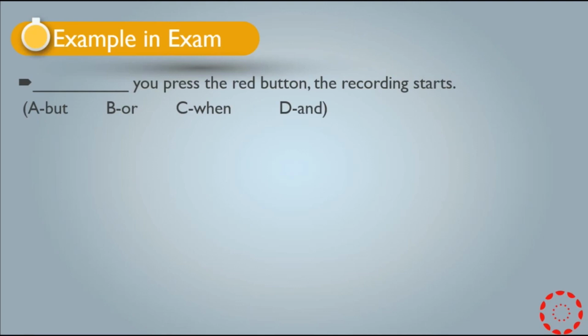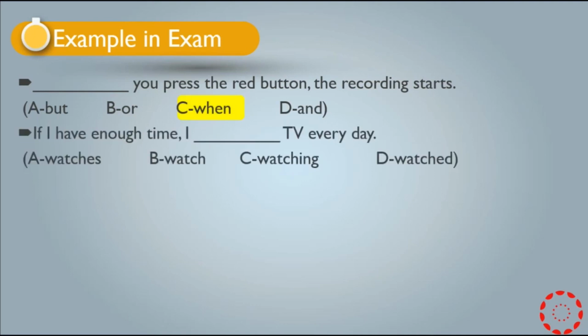You press the red button, the recording starts. So which one is correct? When you press the red button, the recording starts. Another example: if I have enough time, I dash TV every day. If I have enough time, I dash TV every day.